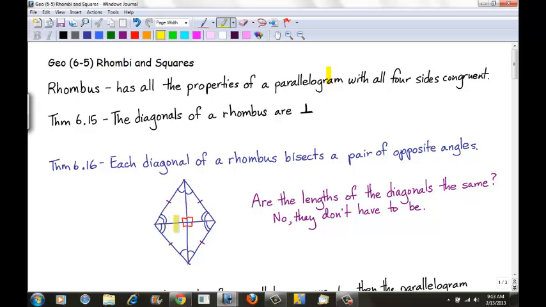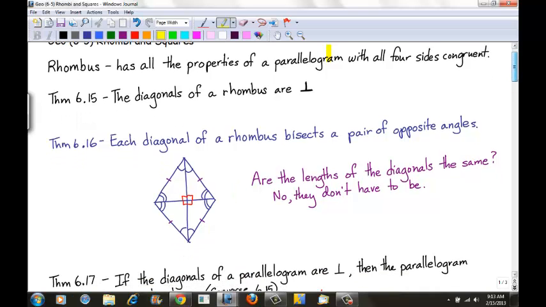The diagonals are perpendicular. The diagonals bisect the angles. Okay, but does it say that this diagonal is the same length as this one? No. Okay. So draw a sketch. And the lengths of the diagonals don't necessarily have to be the same. Okay.